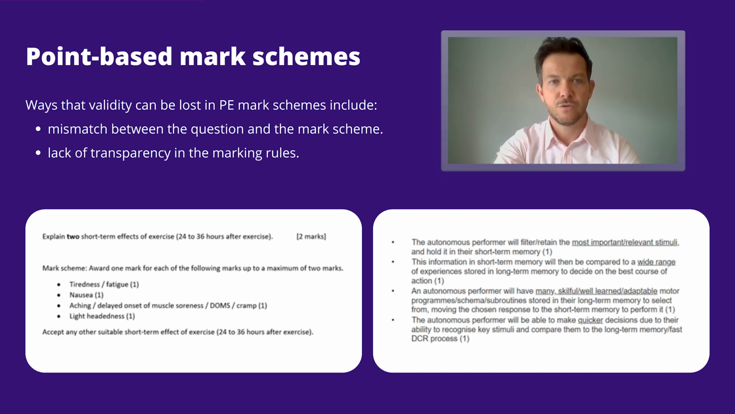The second example shows where underlining has been used to make marking rules more transparent. In this example, the terms skillful, well learned, and adaptable have been underlined to make it clear that reference to motor programs in isolation is not creditworthy. Obliques are also used to show where alternative answers can be credited, but the overall point can only be awarded once.